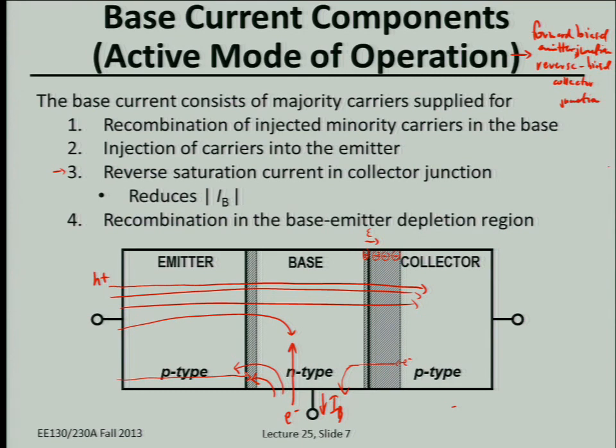Okay, so this is every component now of base current. The key is we want to minimize 1, 2, and 4. Number 3, I guess, doesn't hurt, since it reduces the base current to maximize gain. Okay?